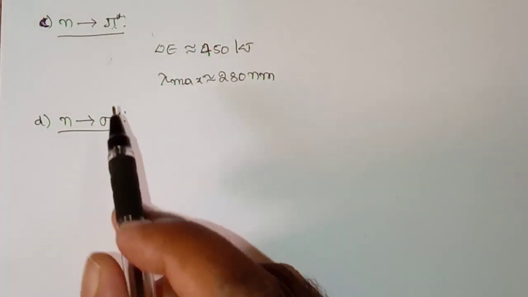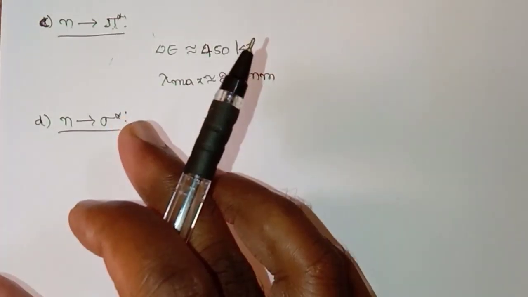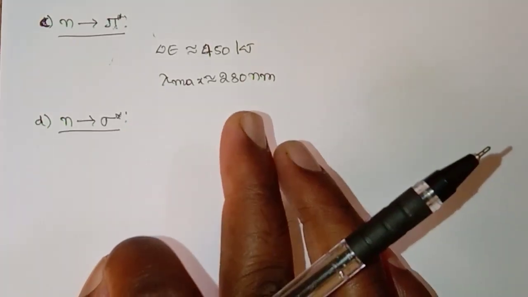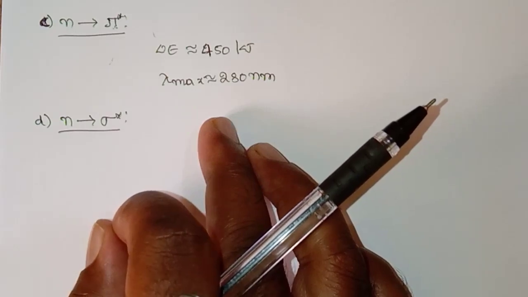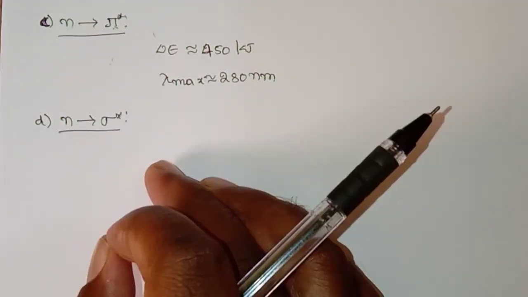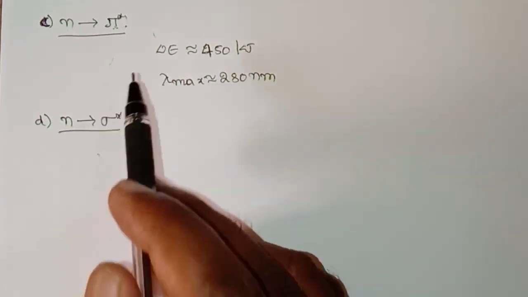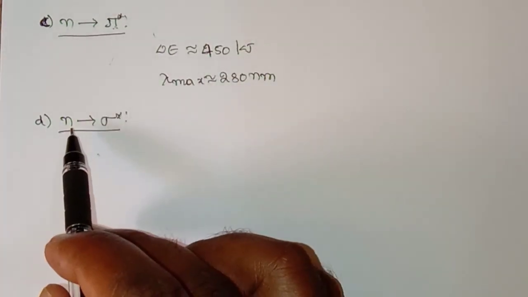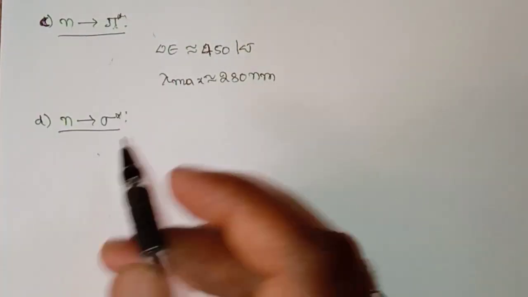The n to sigma star transition will actually occur in the case of saturated compounds that contain at least one heteroatom with an unshared pair of electrons. That means saturated alkyl halides, saturated alcohols, and saturated aldehydes will exhibit this n to sigma star transition, and comparatively less energy is required for this n to sigma star transition compared to that of the sigma to sigma star transition.